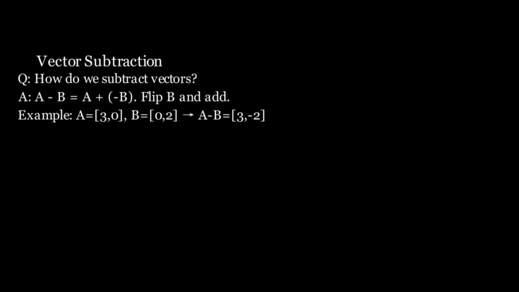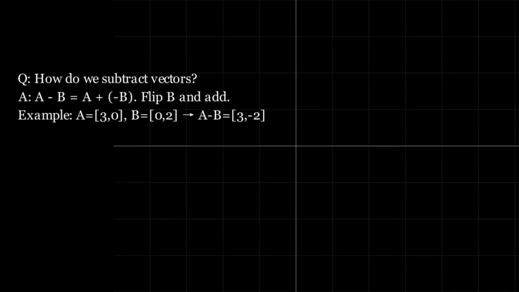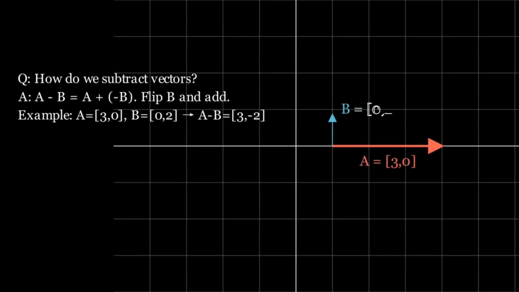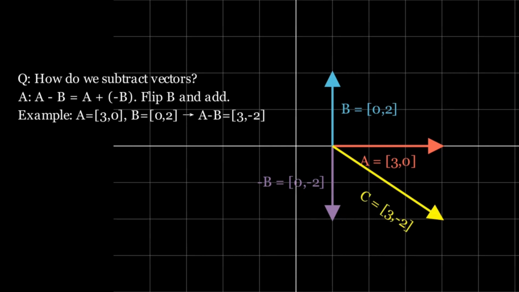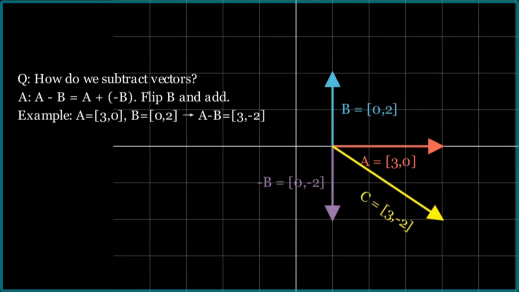Finally, vector subtraction. Subtracting a vector is the same as adding its negative. So A minus B is A plus negative B. If B points up, negative B points down. That gives us the final vector A minus B.